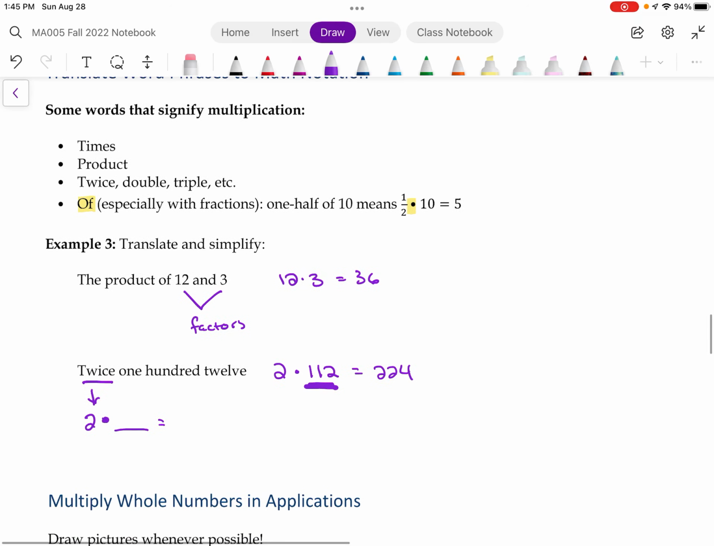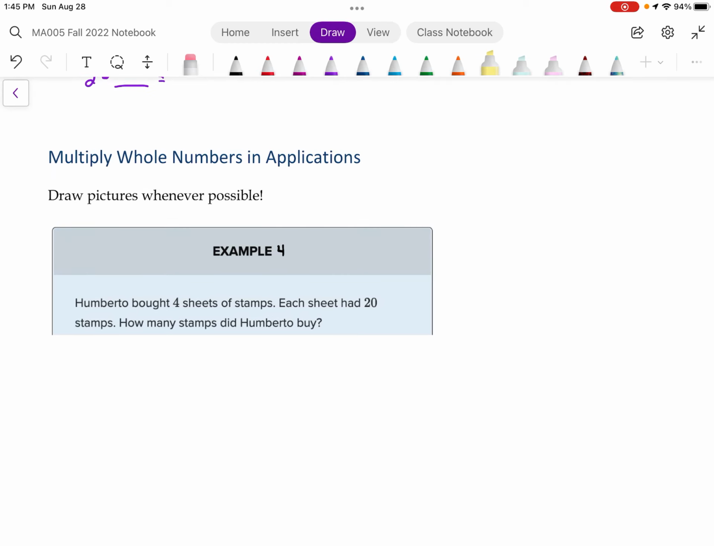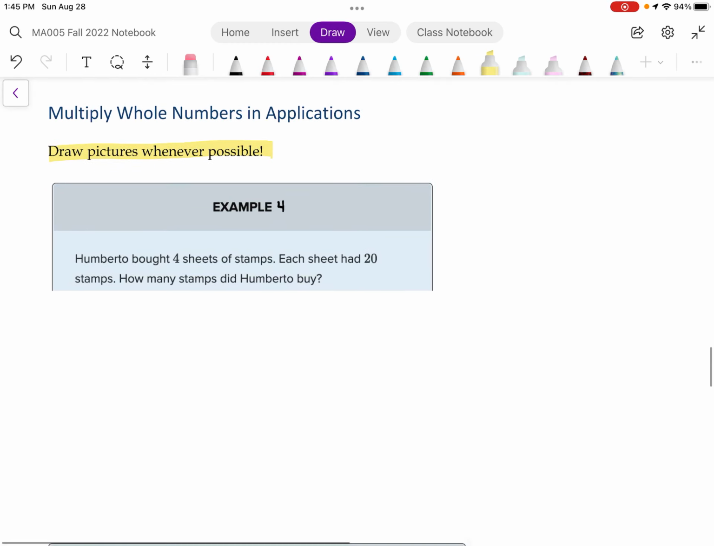All right, multiplying whole numbers in applications. Example 4. Draw pictures whenever possible. So whenever you can, you want to draw a picture. It really does help. So I'm going to say Humberto bought 4 sheets of stamps. All right, so I've got 1, 2, I don't know what shape they are. I don't really care. I'm just doing this for myself. So 4 sheets. So each sheet has 20 stamps. In a textbook or something, you might see that they've done a really nice job of separating that into 20 in each one, but just write 20.